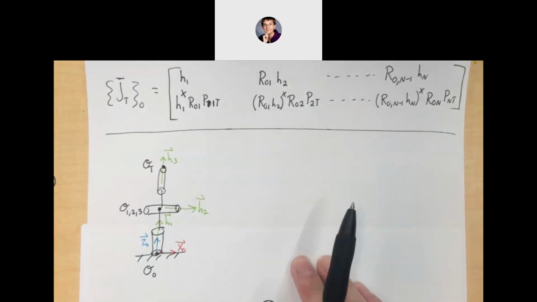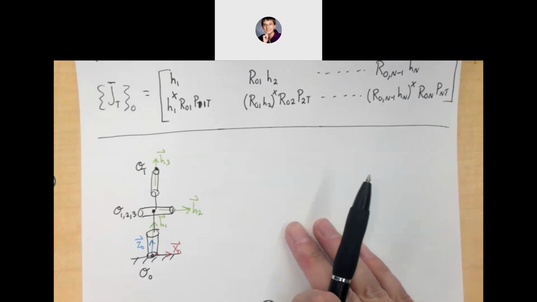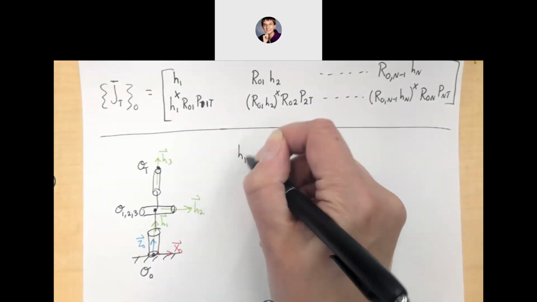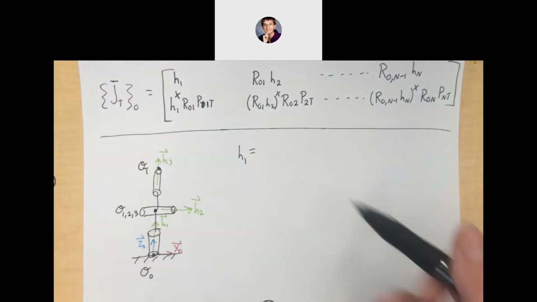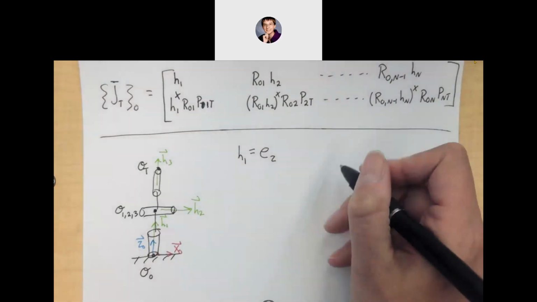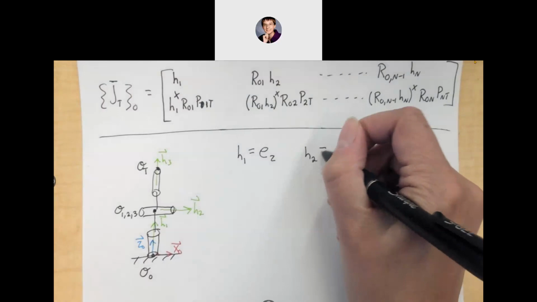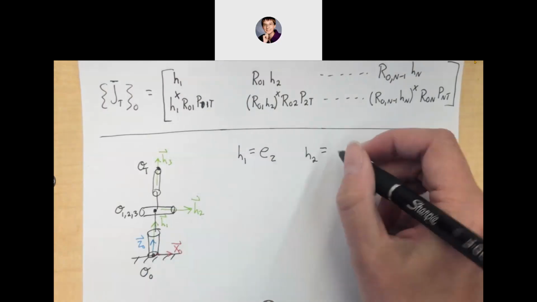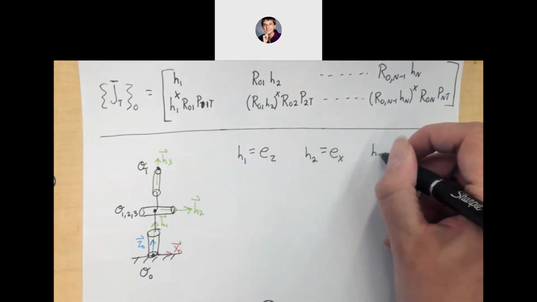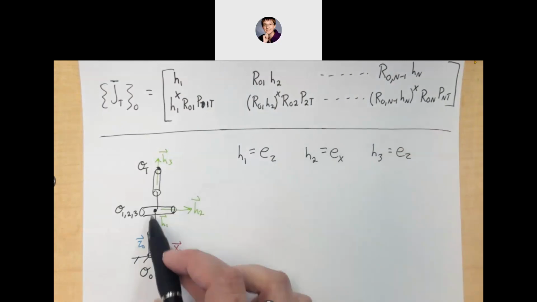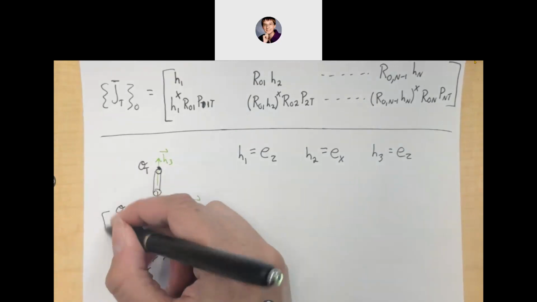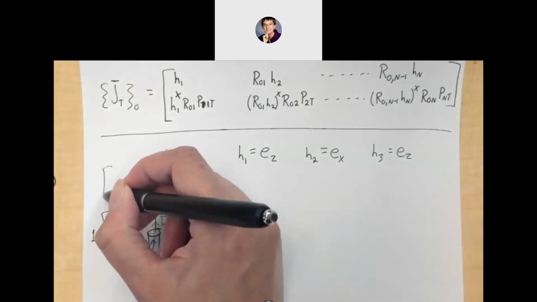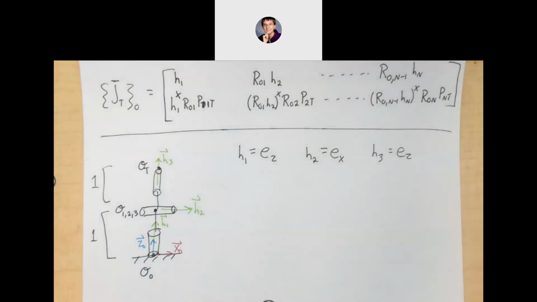So doing our product of exponentials forward kinematics, we find our H1. Right, so H1 is in the Z direction, it's just EZ. H2 is pointed in the X direction, and H3 is pointed in the Z direction. And let's say that this distance is 1, and we'll say that this distance is also 1.